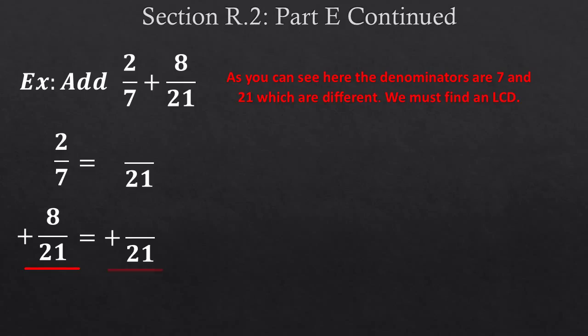3 times 2 is 6. 21 goes into 21 1. 1 times 8 is 8. So our new equivalent fractions are 6 over 21 now being added to 8 over 21. Same denominators, combine their numerators. So 6 and 8 gives us 14 over 21. And 14 and 21 are reducible by 7. And if you reduce them by 7, you get a result of 2 over 3.